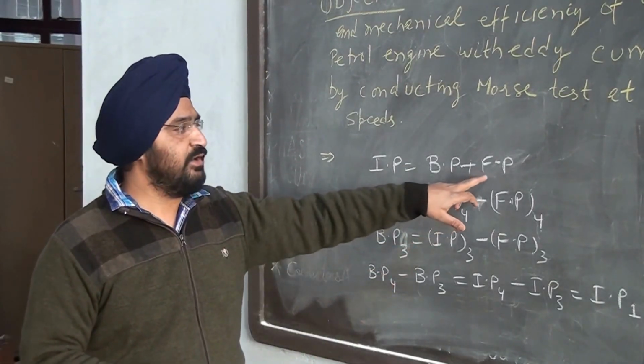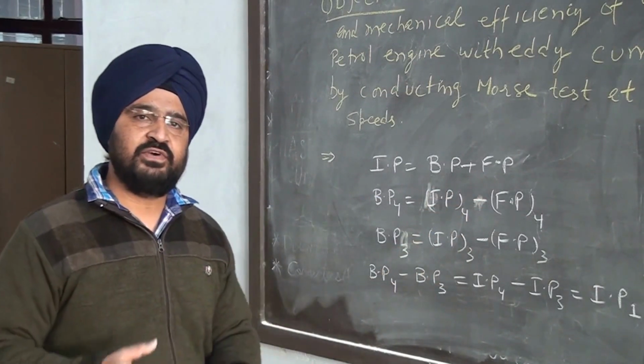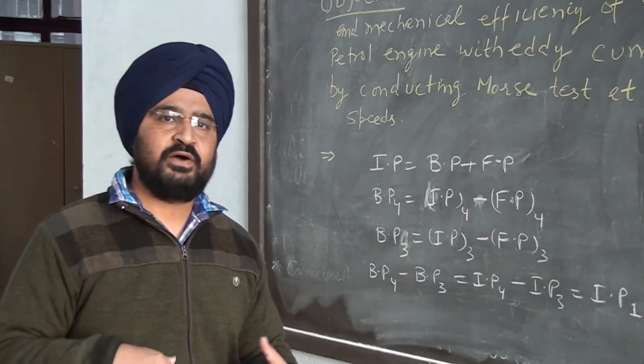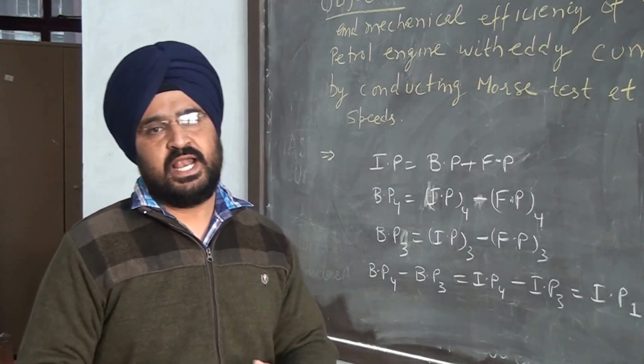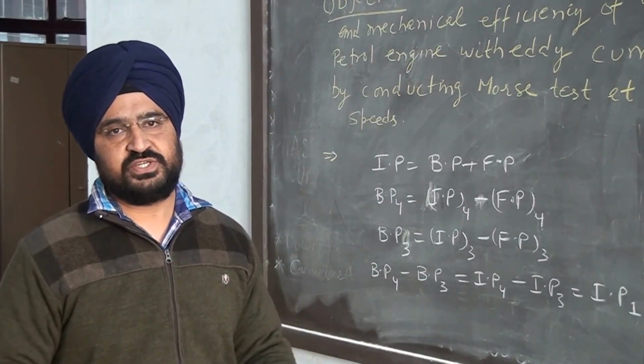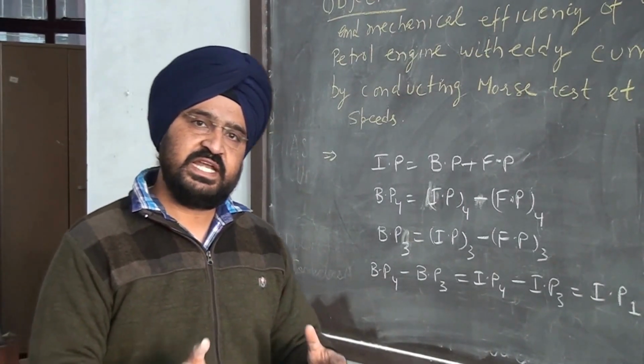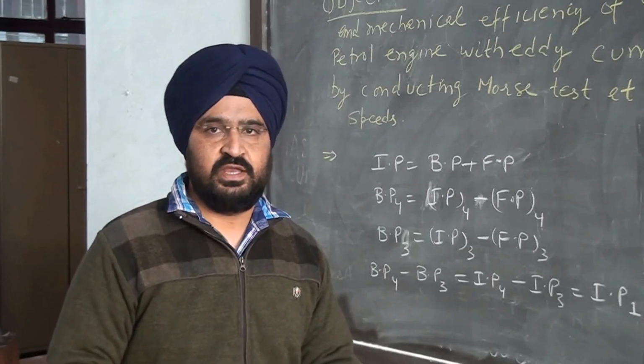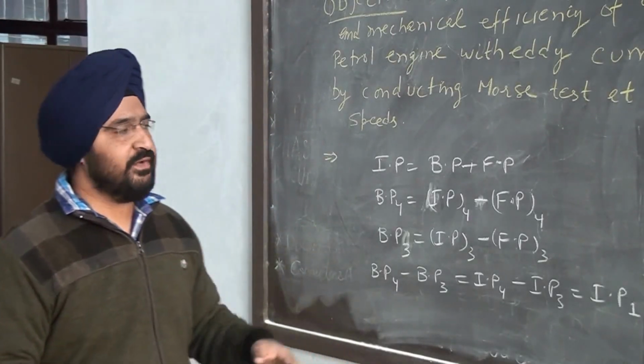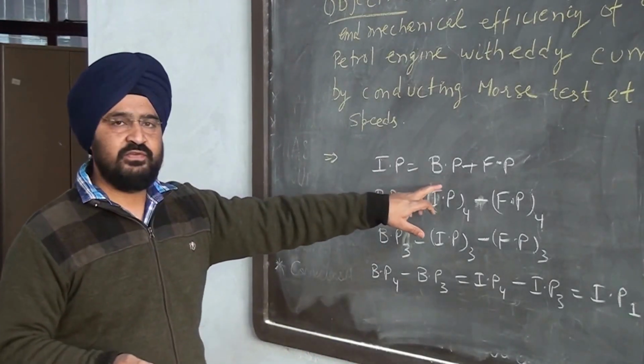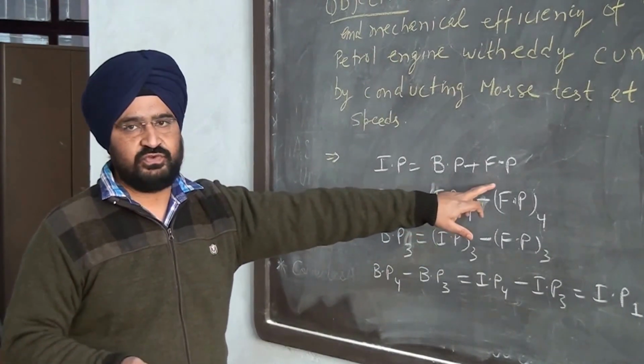What is the frictional power? Frictional power is the power lost in friction or in pumping losses, and that remaining power is the frictional power. So the difference between indicated and brake power is the frictional power. So indicated power is equal to brake power plus the frictional power.